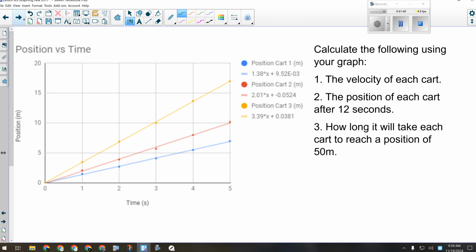Okay, so that's our graph. I want you to answer those three questions. Velocity of each cart. That'll be easy because we kind of talked about that already. I want you to calculate the position of each cart after 12 seconds and how long it would take each cart to reach 50 meters.